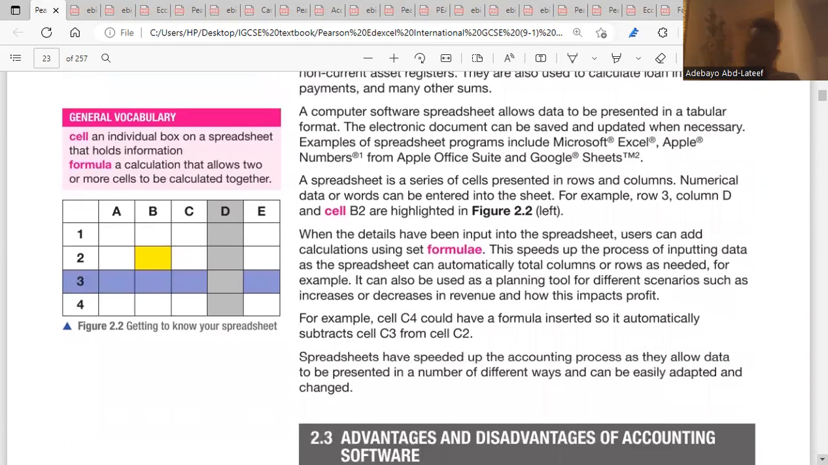So here, computer software spreadsheet allows data to be presented in a tabular format. So we use a spreadsheet to present data in a tabular form instead of having them all written every now and then. So we just have the rows and the columns. Maybe the column is for the invoices, and the rows are for the numbers of invoices or the amount of money paid for each invoice. So you have them set, and you don't need to keep a lot of papers with you anymore. You just have to input the figure, and it automatically generates the values. That's what we use a spreadsheet for.